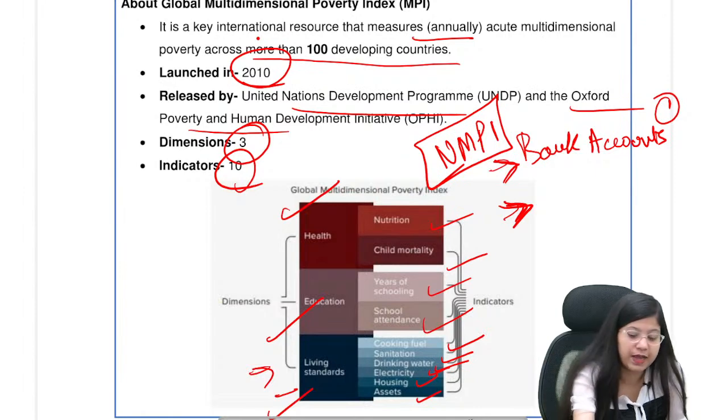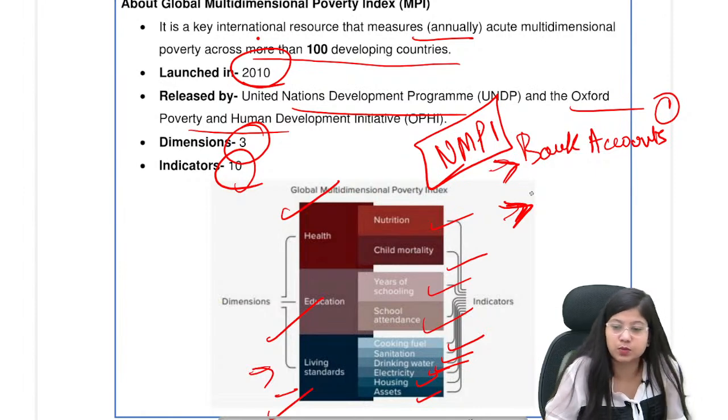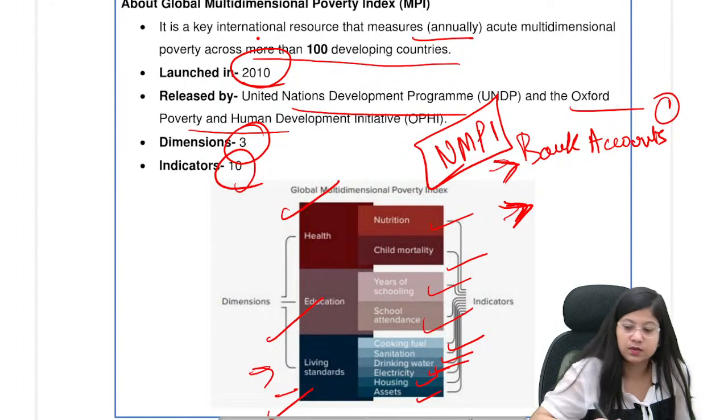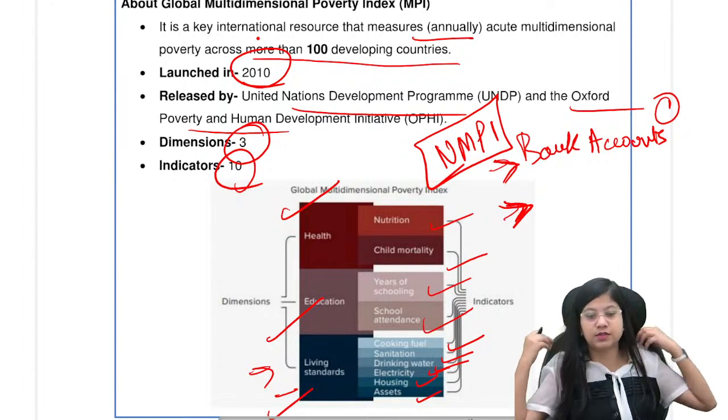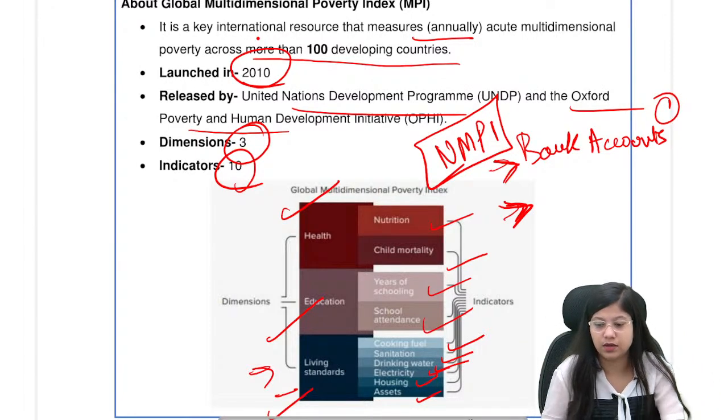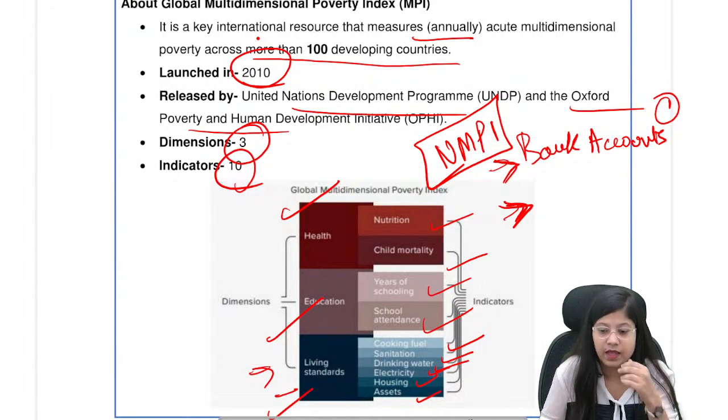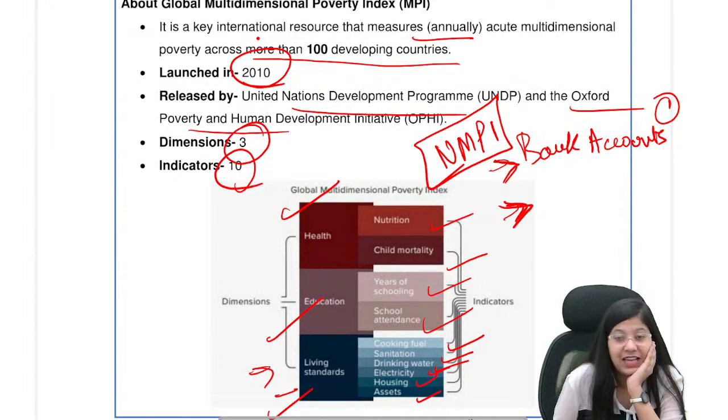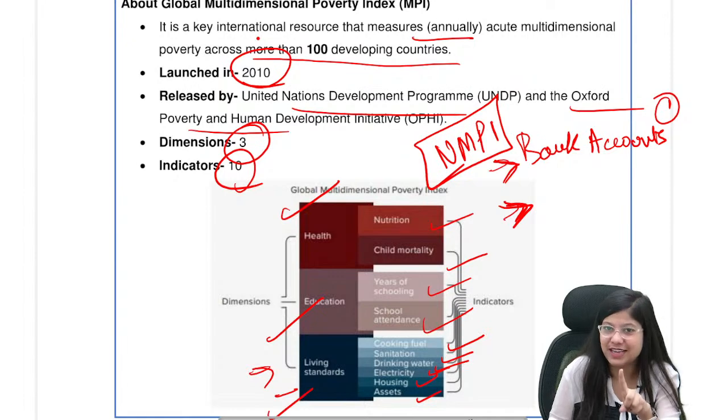No, it was not financial inclusion. Bank accounts is one. Another one was, which was the another one? And this is your question. You are going to tell me. Guys, exam में सिर्फ एक हफ्ता बचा है, and I expect you to know the answer.